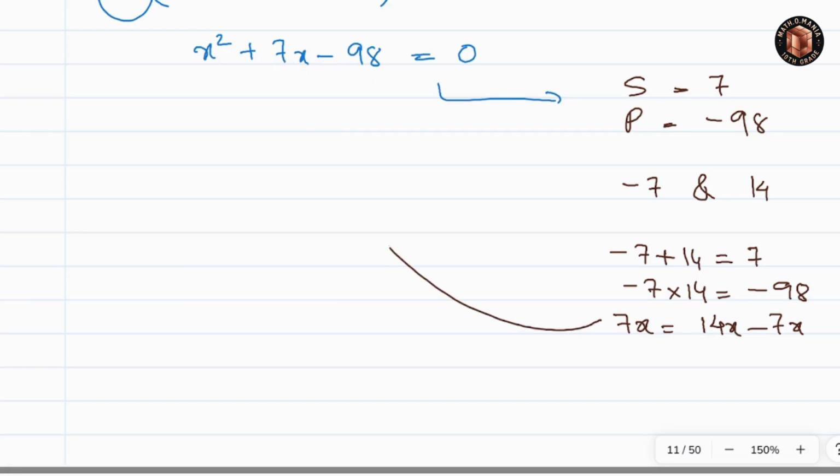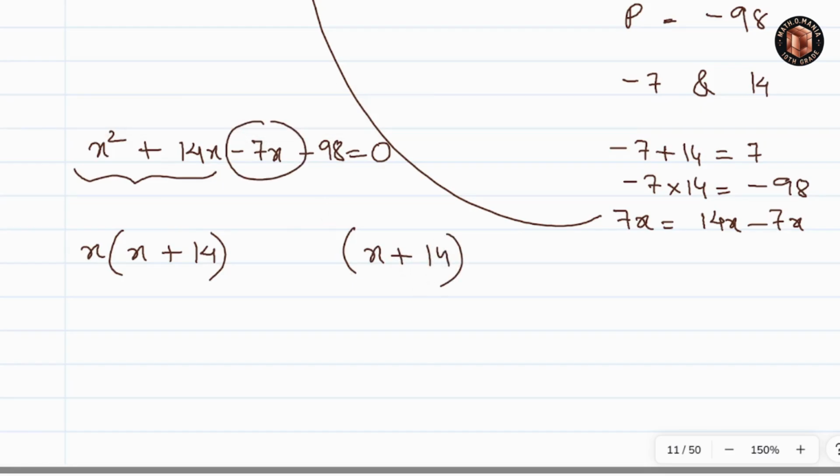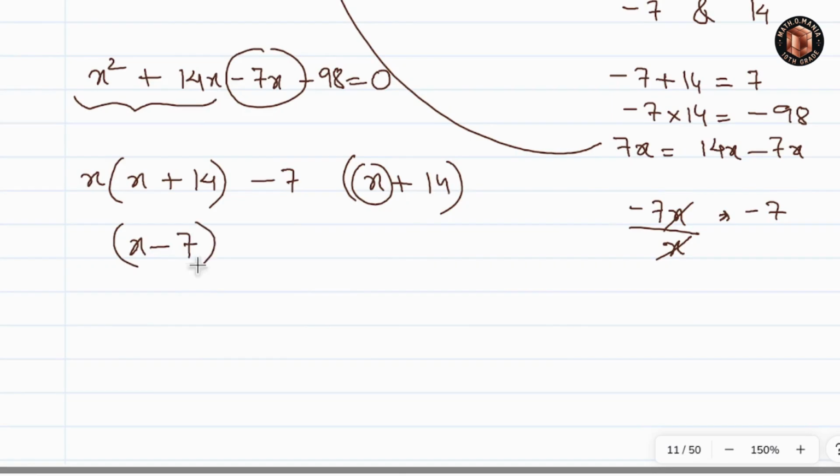So in place of the 7x, I need to substitute 14x minus 7x, that is x square plus 14x minus 7x minus 98 equal to 0. In this way, I can rewrite the equation. So from here, I can take x commonly outside, which is x plus 14. Here I will write x plus 14 again. Now if you are checking the third term, that is minus 7x, minus 7x divided by the first term from here, that is x, equal to how much? What I will get? Minus 7. So I need to insert the minus 7 here. That means x minus 7 into x plus 14 is the equation, right? Which is equal to 0.